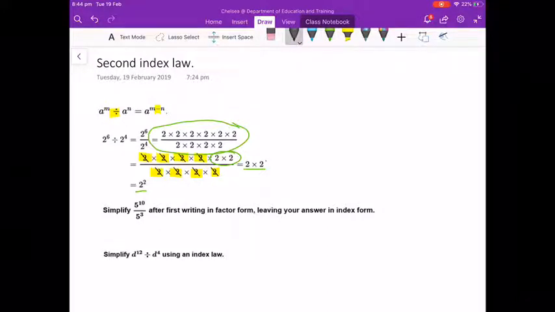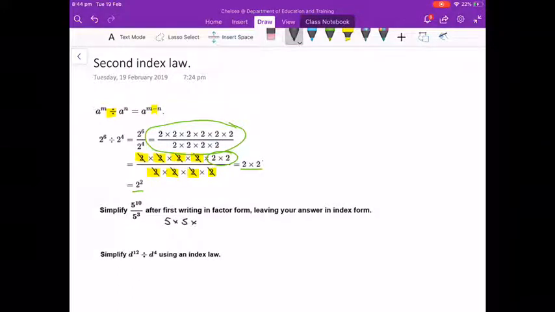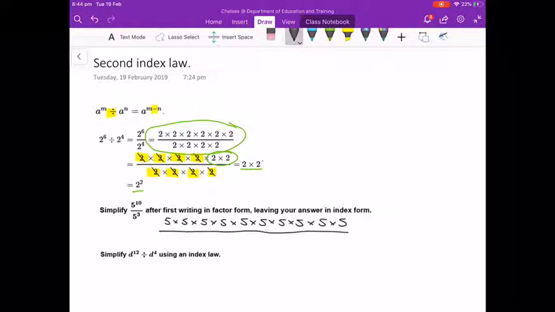It says, simplify 5 to the power of 10 divided by 5 to the power of 3 after first writing it in factor form and then giving your answer in index form. Now firstly, 5 to the power of 10 looks like 5 ten times, 1, 2, 3, 4, 5, 6, 7, 8, 9, 10. And then it says over. Now that over can be a fraction. It can also be a division. 5 to the power of 3, which is 5 three times. So we've just put the question into factor form.